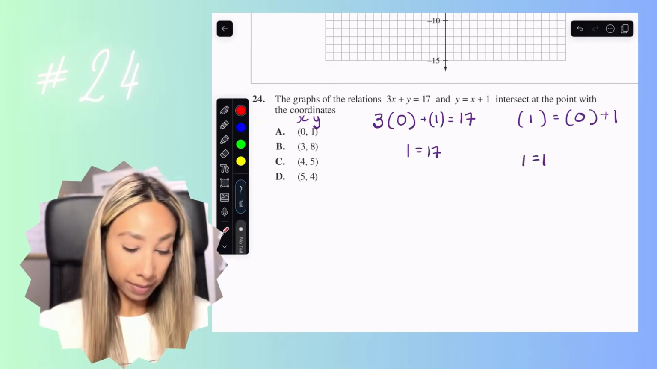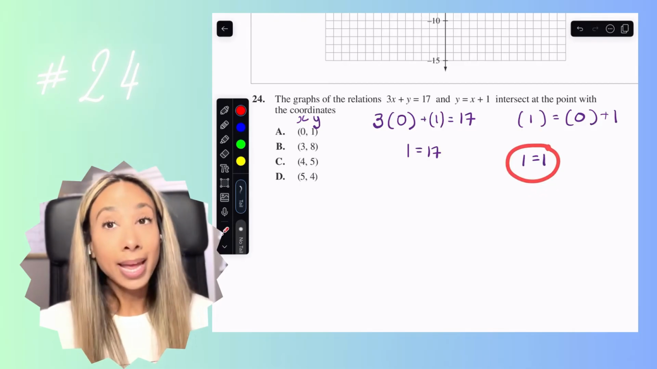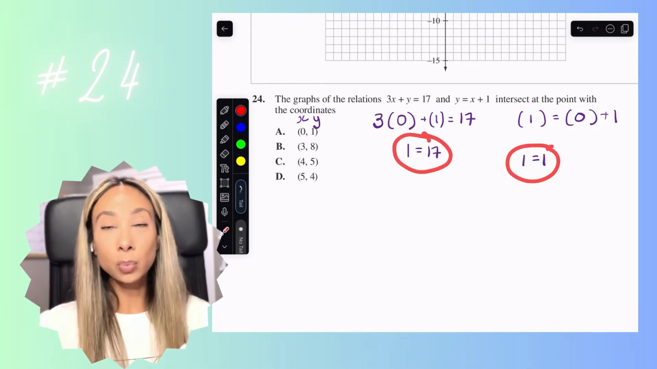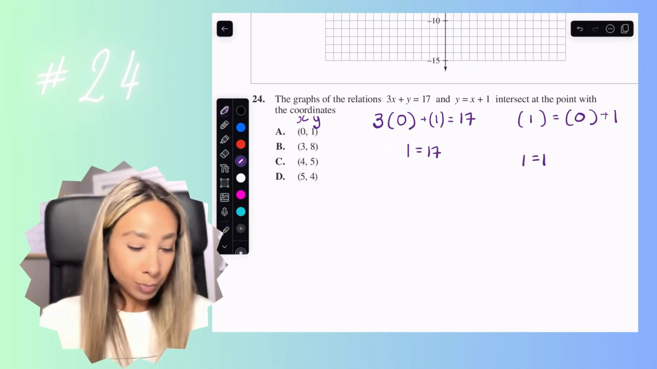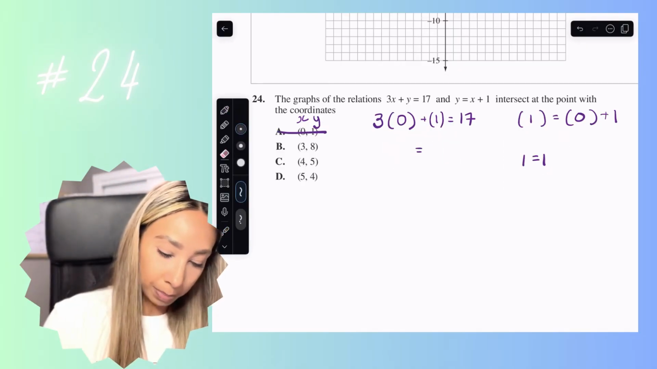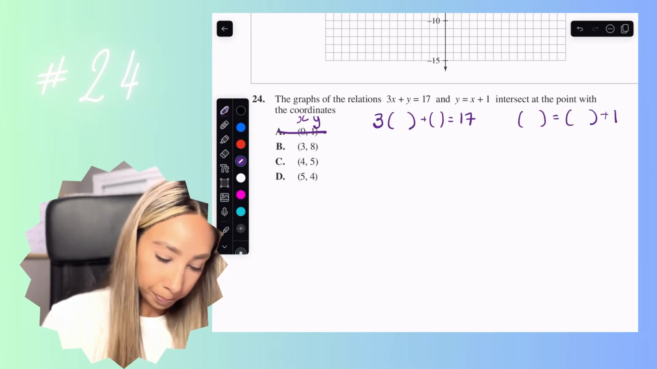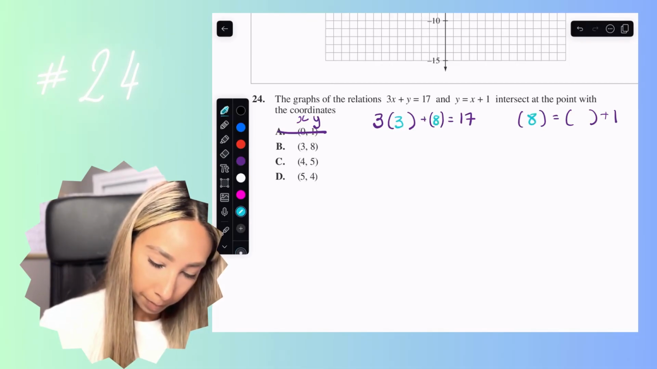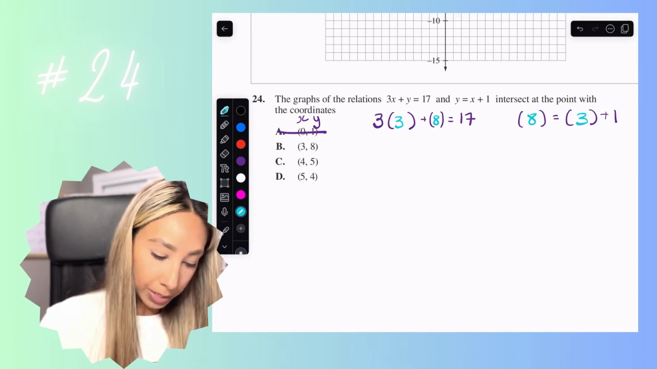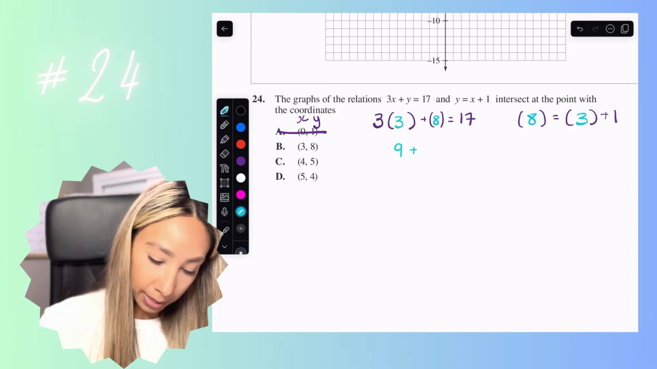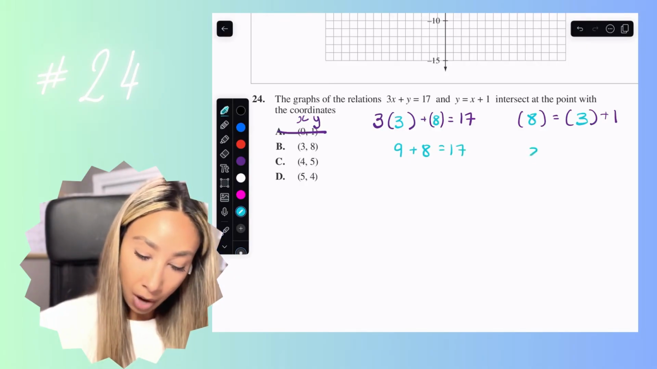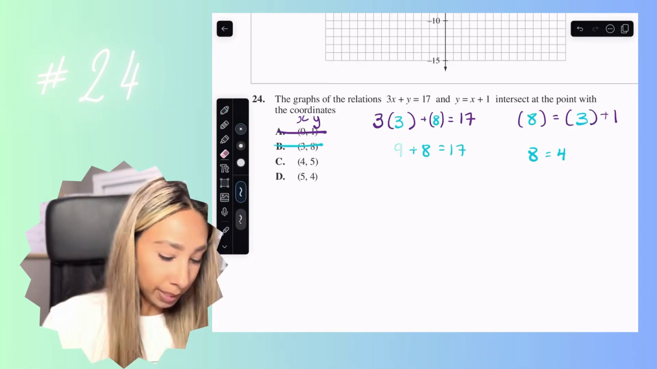So while one of them does work, this point does work, if it was a line that intersects, this would be 17 on both sides. So that means A is not an option. Let's look at option B. Okay, so for this one, we're getting 3 times 3 is 9, plus 8 equals 17. So that does work for that side. On this side, we're getting 8 equals 4. That does not work on that side, so option B won't work.